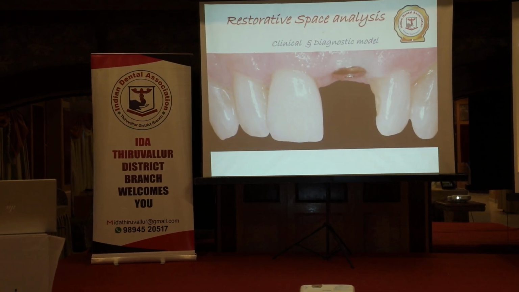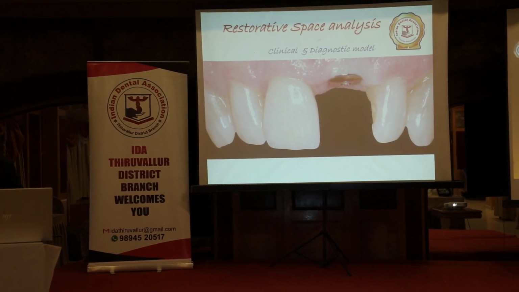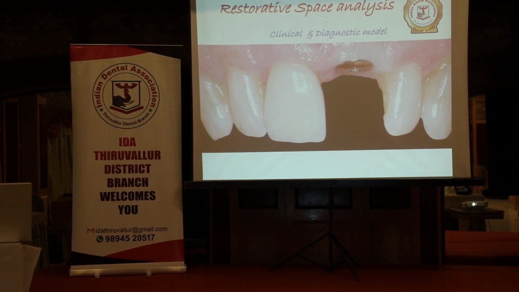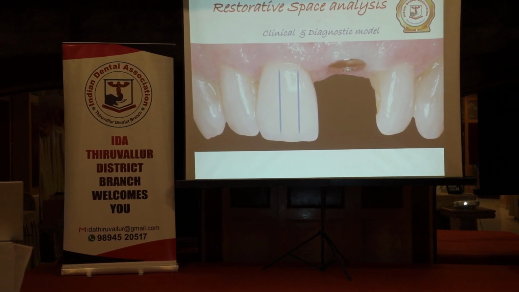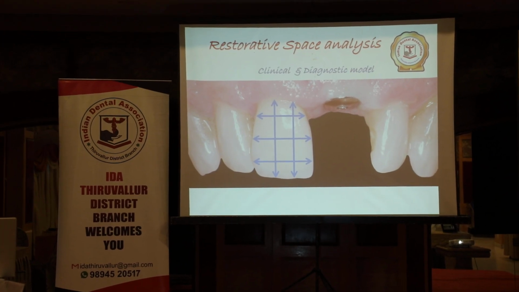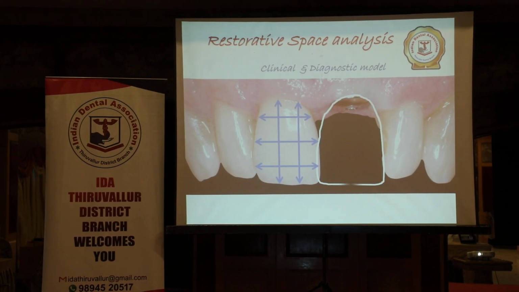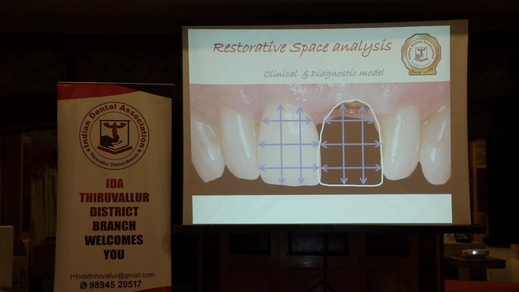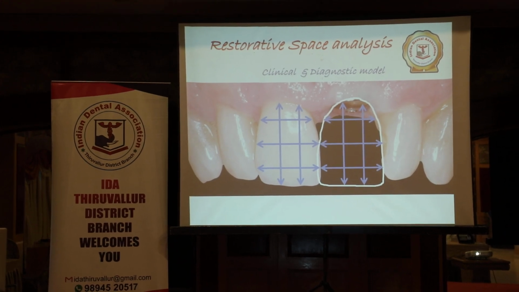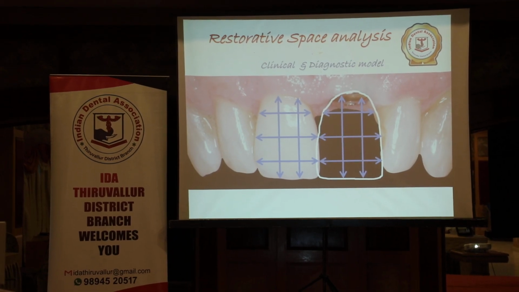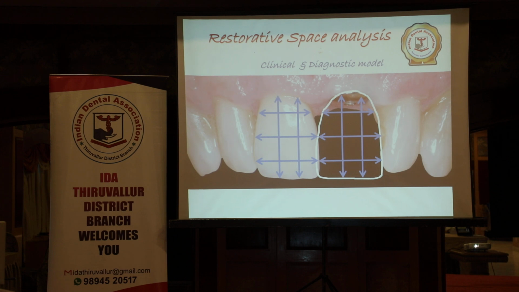The next will be restorative space analysis. Today we do this in a virtual way, but previously we used to do it with a diagnostic model. We measure the dimensions of the adjacent teeth and replicate them in the edentulous area. The mesiodistal dimension, buccolingual dimension and apicocoronal dimension of the neighboring teeth should be on par with the edentulous space. If not, we have to modify the edentulous space or else we might end up with micro or macro processes.